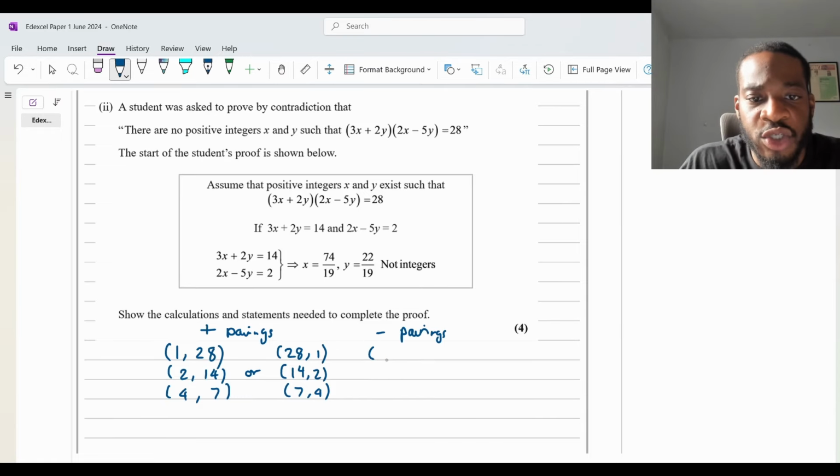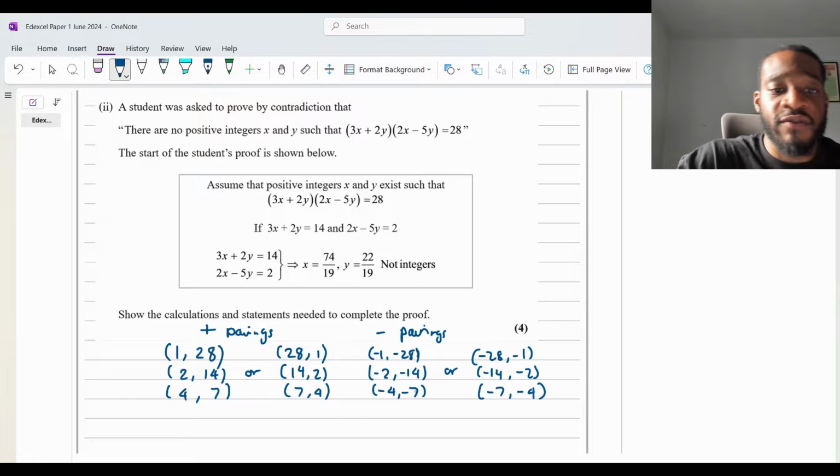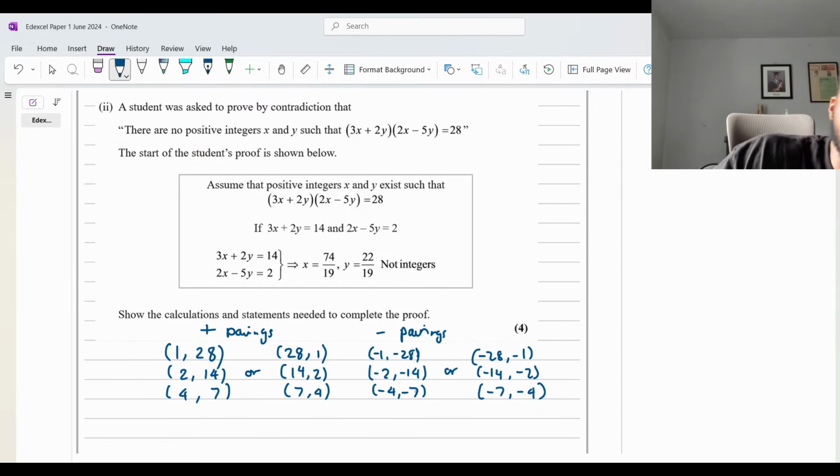So we're just going to put negative signs, aren't we? So it's going to be minus 1, minus 28. It's going to be minus 2, minus 14. It's going to be minus 4 and minus 7. And then it's going to either be, let's swap these over again. So minus 28, minus 1, minus 14, minus 2, and then minus 7 and minus 4. What we need to do is go through each of these pairings and show that x and y are not integers or they're not positive and so forth.